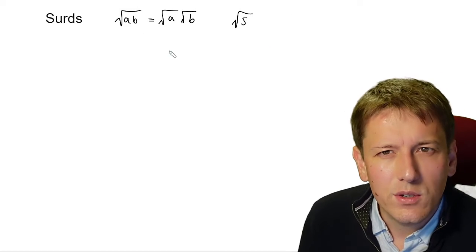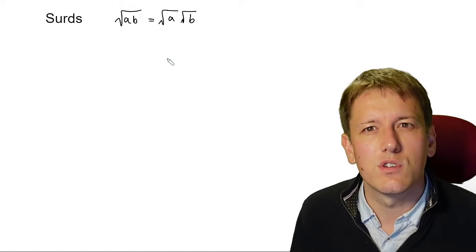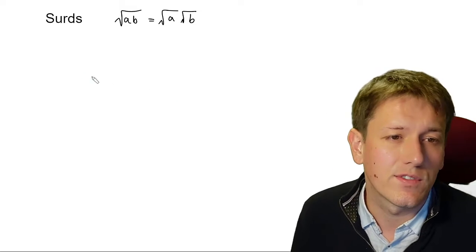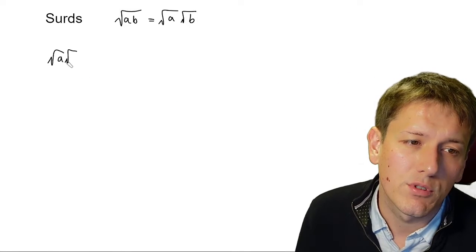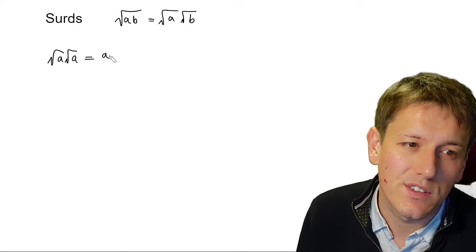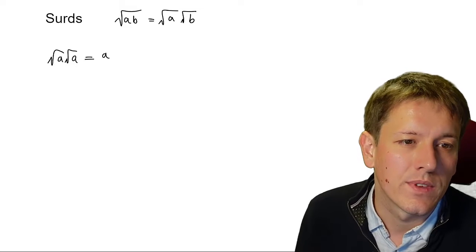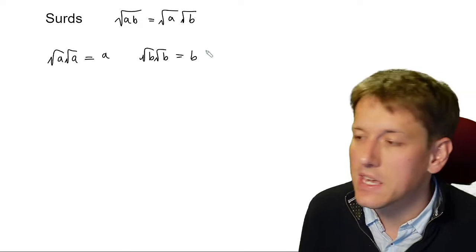So why is this result true? What do we actually mean by a square root? A square root is a number that when you multiply it by itself gives the number you're looking for. So the square root of a satisfies the property that the square root of a times the square root of a is equal to a. That is the definition of the square root. And similarly, the square root of b times the square root of b is equal to b.